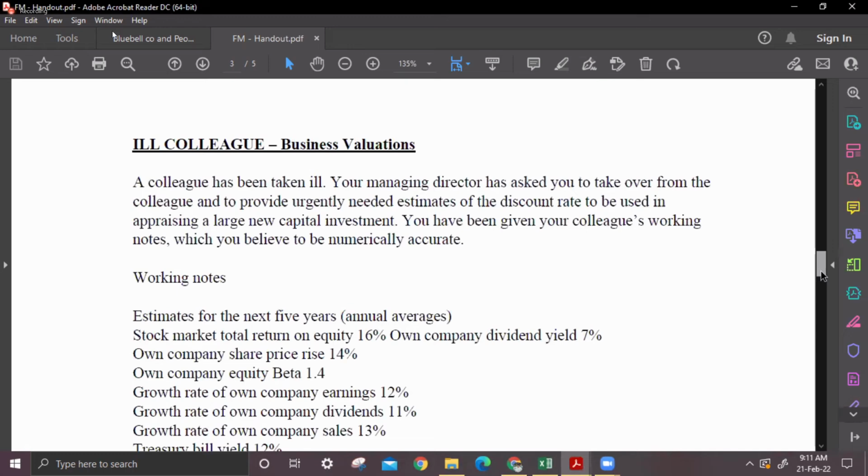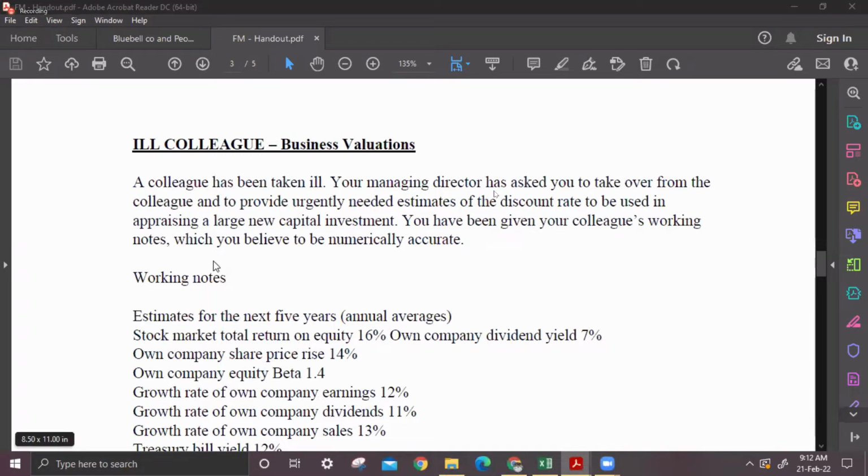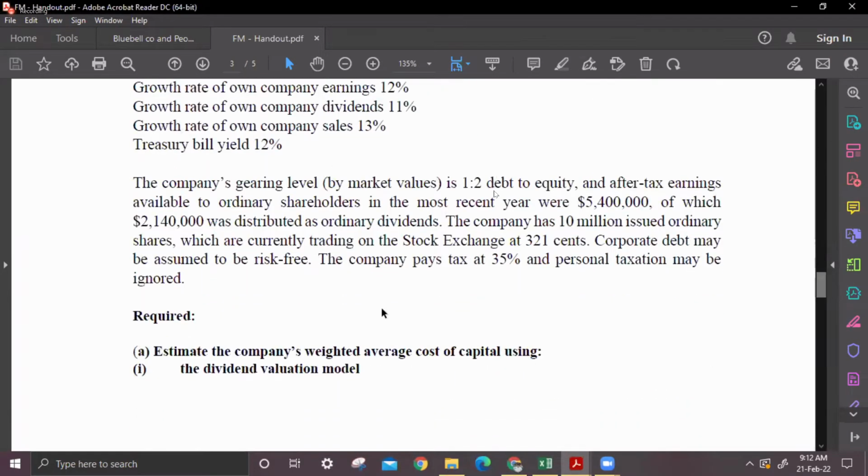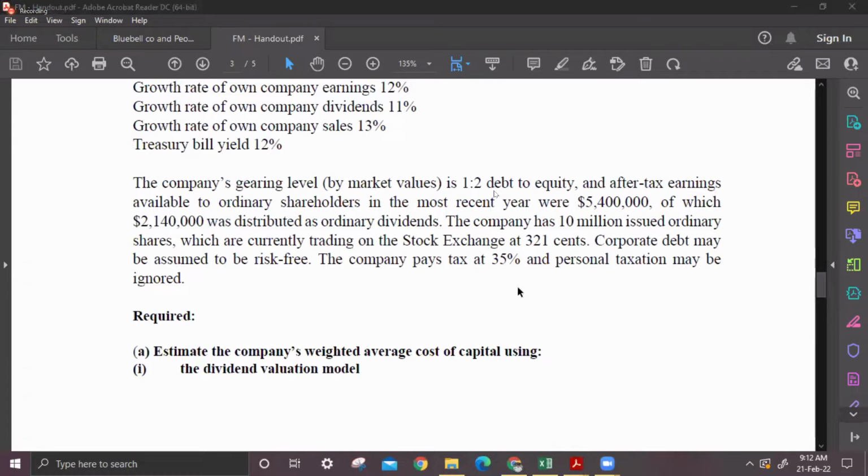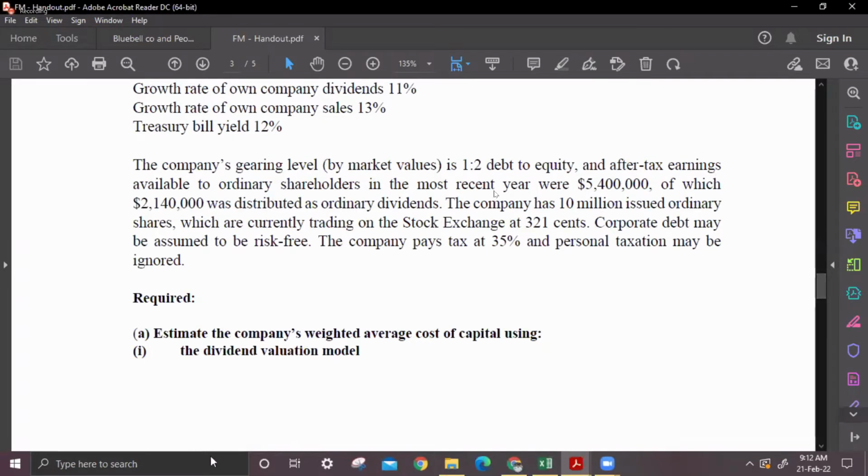Who are the managing director and has asked you to take over from the colleague and urgently provide the needed estimates of the discount rates to be used in appraising a new capital investment. And they've given you the working notes already. What else have they told you? The company's gearing level is 1:2. After tax earnings is available. All that is given. And they're asking you to calculate the weighted average cost of capital.